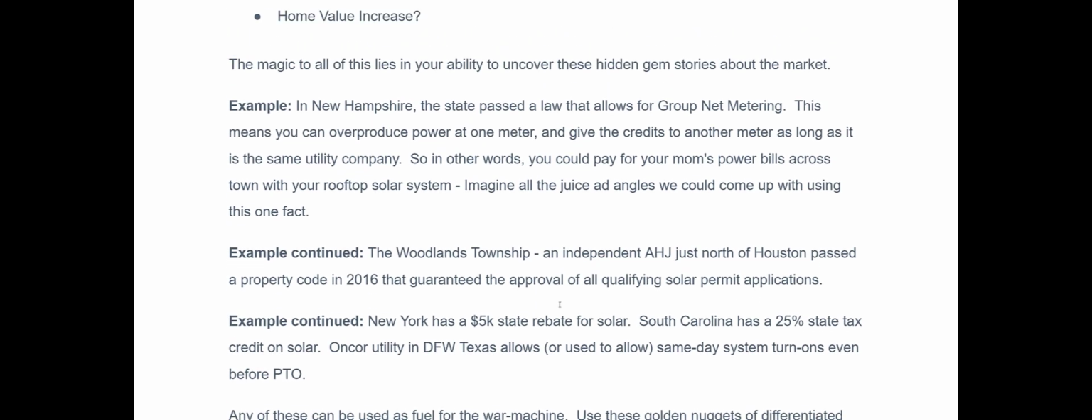Now, another example would be New York has a 5K state income tax rebate. South Carolina has a 25% income rebate on solar. So that's like 50% off your damn system in South Carolina. Encore, okay, this is different. They allow, or used to allow anyway, this could not be the case anymore, all you installers, don't take me verbatim, they allowed same day turn-ons. Okay, so like you're installed. No, you don't even have to have it inspected. You could turn the thing on, which makes everyone happy, especially the homeowner who's already paying for the loan because whatever, the permit took forever to get approved, right?